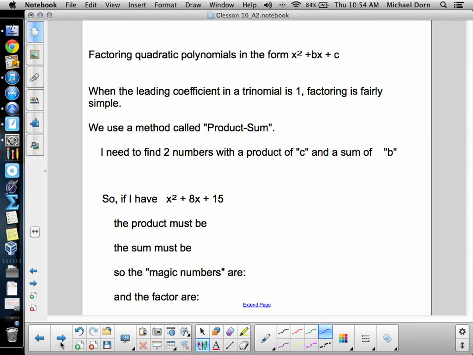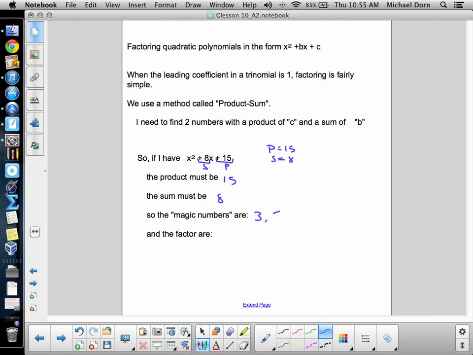We use the product sum and try to find the magic numbers. Basically, I need 2 numbers that give me a product of whatever this is and a sum of this value. So in this case, I try to find 2 numbers multiplied that give me a 15. Product equals 15. Sum equals 8. 3 and 5. Product must be 15. Sum must be 8. So the magic numbers are 3 and 5. So the factors of this polynomial, therefore, are x plus 3, x plus 5.